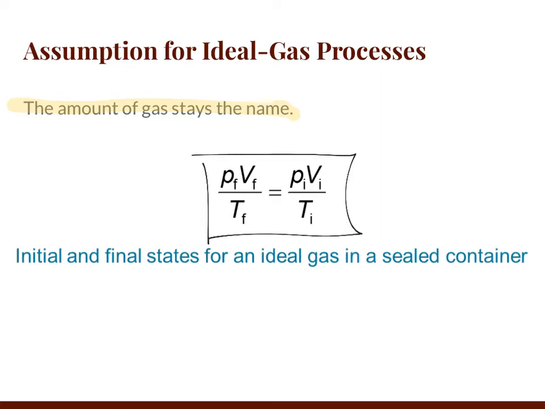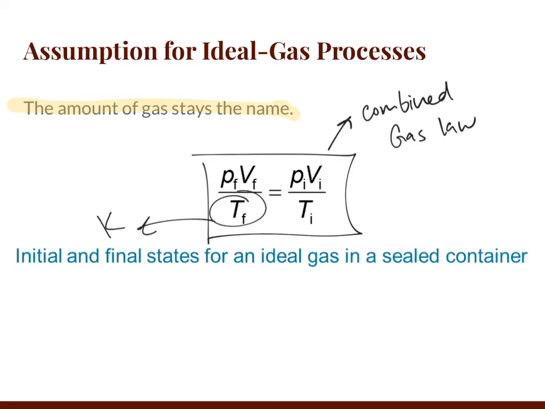defined by this equation here, which, if you remember your old chemistry days, is the combined gas law in chemistry. It says pressure final times volume final over temperature final equals pressure times volume over temperature initial. Important things to note for this equation are that the pressure can be any unit of pressure and the volume can be any unit of volume, but temperature has to be Kelvin.